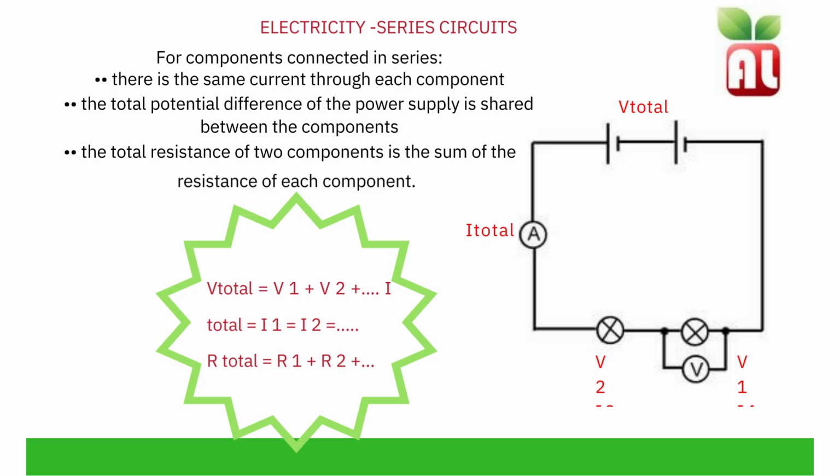To recap, the total voltage is equal to the sum of the voltage through each component. The current through each component will be equal, and the total resistance will be the sum of the resistance of each component connected in series.